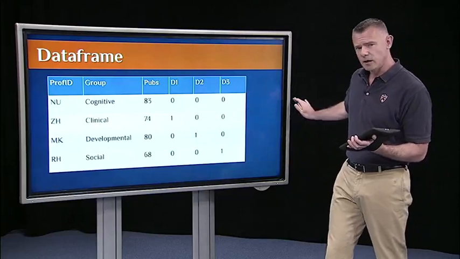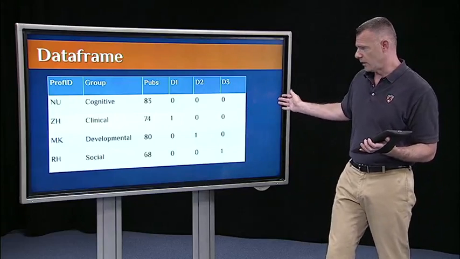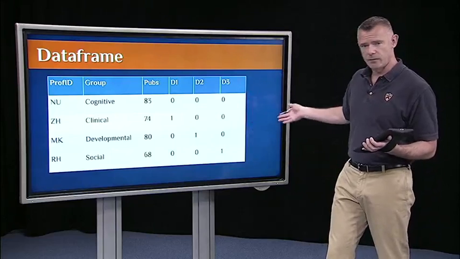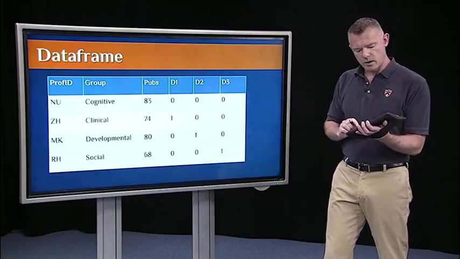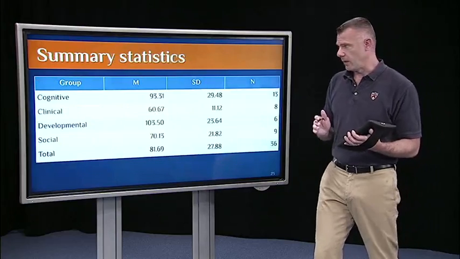I would just add those dummy codes to my data frame. So now I have a larger data frame. I have 3 more columns. This is what it would look like in R. Then I could run the LM.